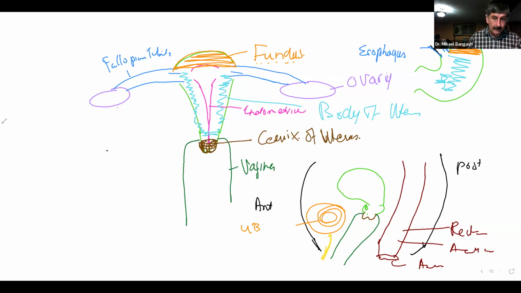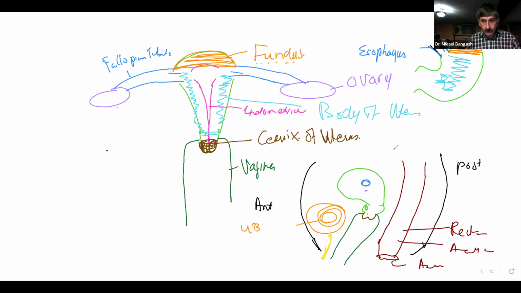Now, guys, what we mainly will have is your fallopian tube, the uterine tube. And at the end of that are going to be the ovaries.